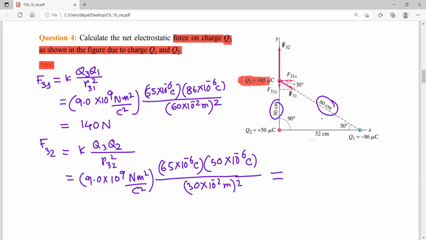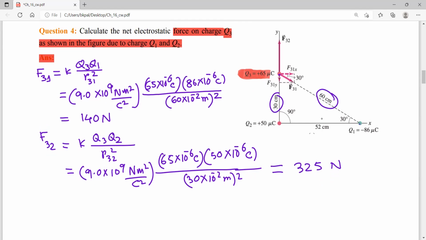So you have to plug these values in your calculator, and I got something like this when I plugged these numbers in my calculator. 325 Newton. Now the next step is a little bit complicated. Now we have to use the vector rule, because here you will see that the direction is not along the x-axis only, so we have to use the analytical method.